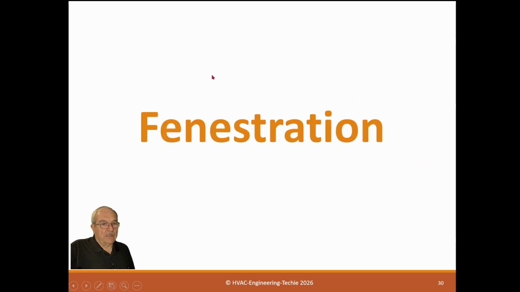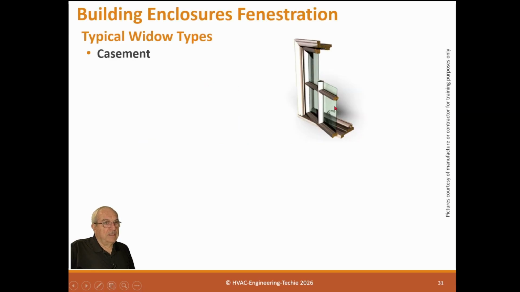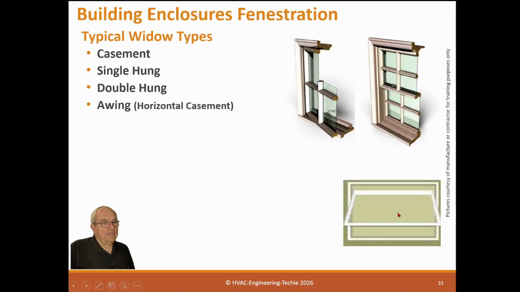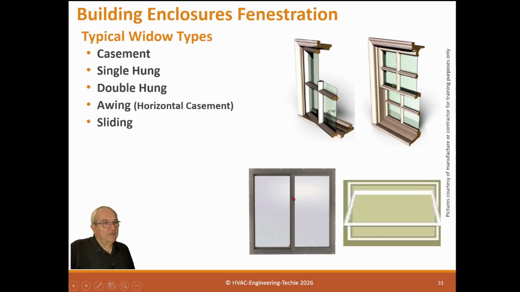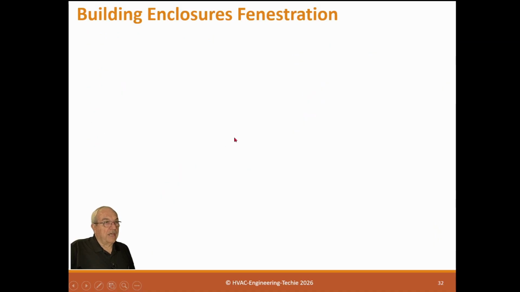Okay, now we're going to talk about fenestration, which is windows. So typical window types are casement, which are these ones that open like a swing with a crank. We have single hung and double hung windows that slide up and down. We have awning type that open and close this way. We have sliding windows that open and close, and we have fixed windows, which don't open at all. So those are the types of windows.